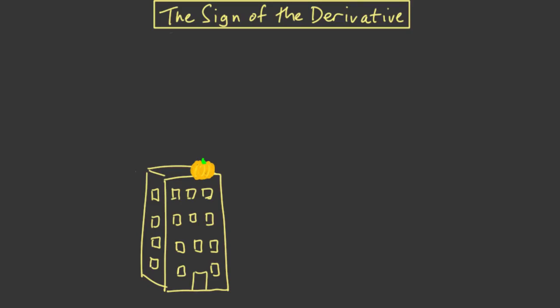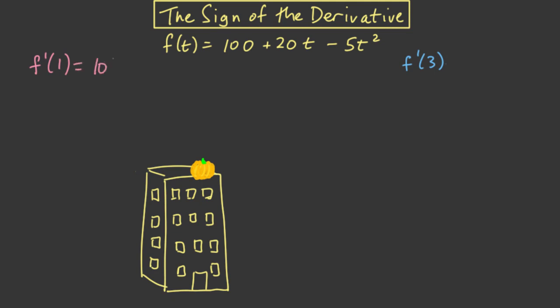In our last video, we threw a pumpkin off a building, and its height was given by this function of time. We calculated these derivatives. f prime of 1 was 10 meters per second, and f prime of 3 was minus 10 meters per second. So what does that mean?